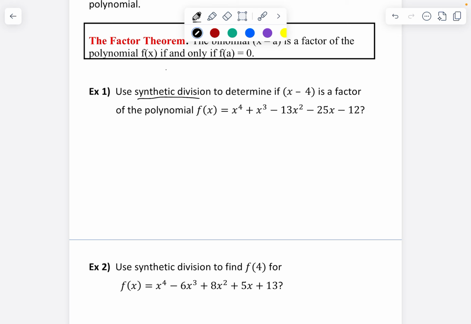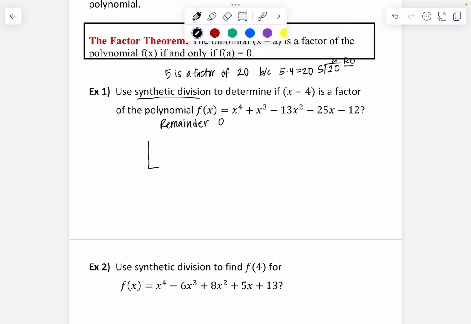And so, for example, 5 is a factor of 20 because 5 times 4 is 20. And so if I divide 20 by 5, I'm going to get 4 with a remainder of 0. And so we are looking for a remainder of 0 when we do this synthetic division.